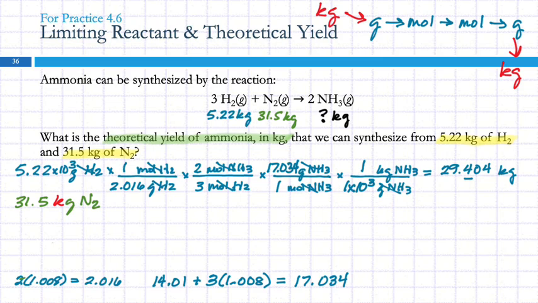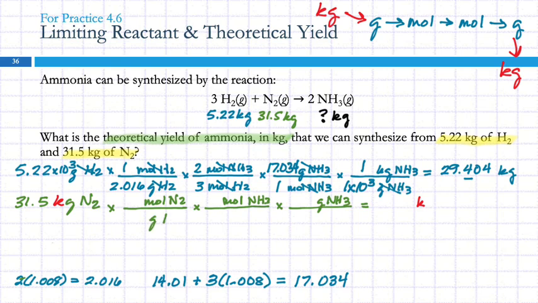So I'm going to go from grams of nitrogen to moles of nitrogen to moles of ammonia to grams of ammonia. I'm not canceling the K, and so when I get here to the end, it's still here. I'm just going to let it hang around.